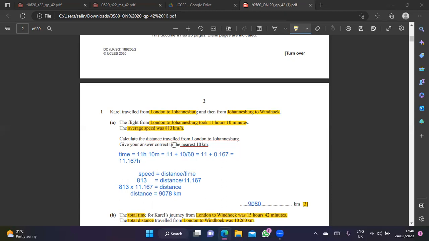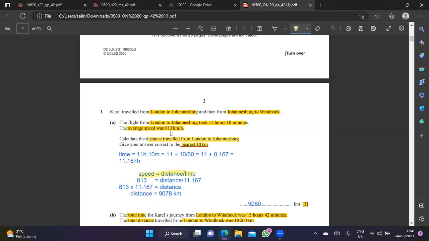Now, what is actually the question? Calculate the distance traveled from London to Johannesburg. So we just want to also highlight this: distance from London to Johannesburg. Give your answer correct to the nearest 10 kilometers. Halas, no problem. So first of all, what is the formula that I should use? Speed equals distance over time. So this is the relationship.